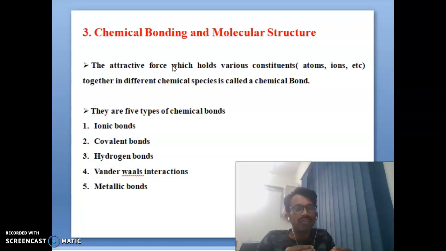Together in a different chemical species is called chemical bonding. Chemical bonds are majorly 5 types: ionic bond, covalent bond, hydrogen bond, van der Waals interactions and metallic bonds. These are the 5 types of chemical bonds.